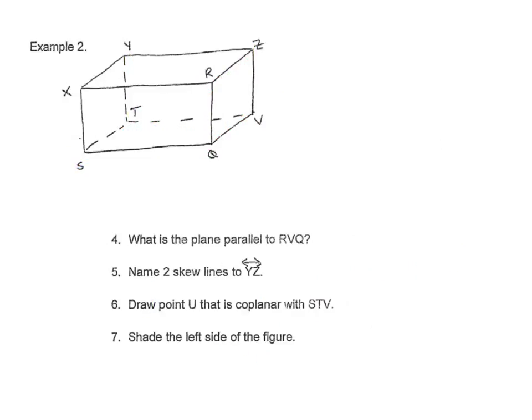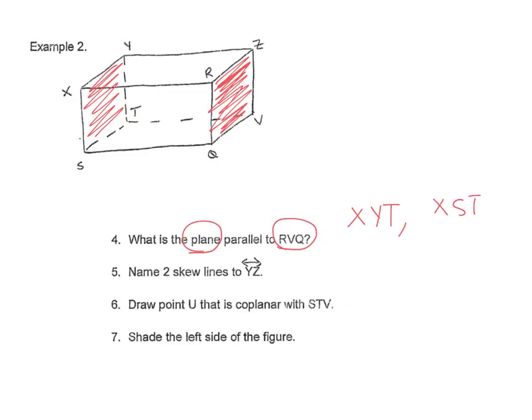What is a plane parallel? It's got to be a plane parallel to RVQ. So I'm going to shade RVQ, which is this side right here. What's a plane that would never intersect that plane? Well, it's going to be this plane over here. So when I'm naming a plane, you can use 3 or 4 letters, all capital, no space, no commas. So XYT is one way you can name it. You could also name it XSTV or TY, same thing.